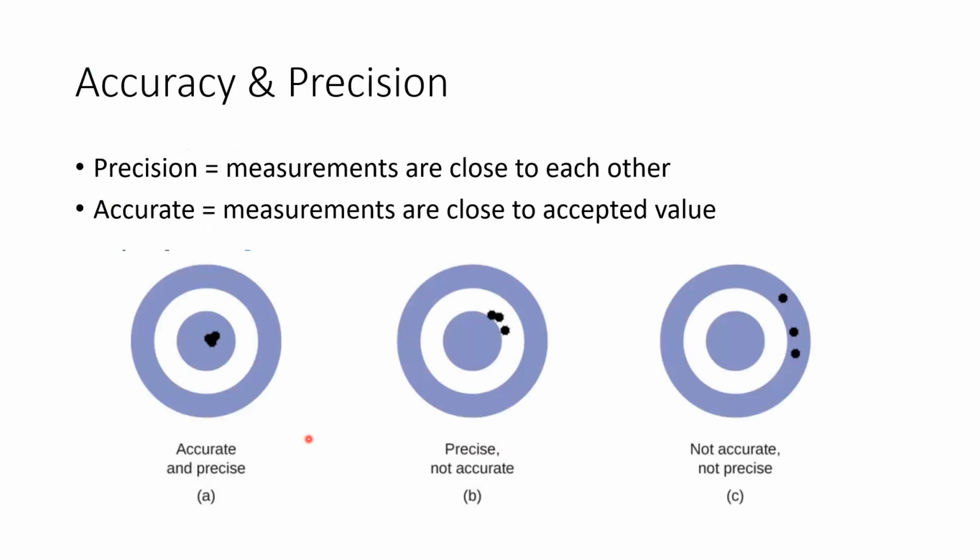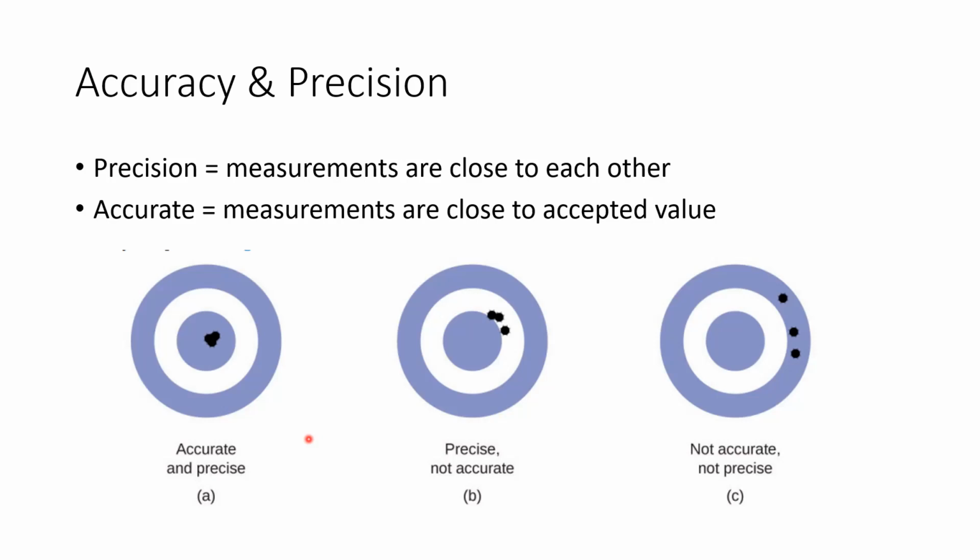Okay, and then just a couple more slides to wrap this up for this video. But we've got accuracy and precision. So precision is essentially a measure of how close measurements are to one another, whereas accuracy is how close those measurements are to the accepted value. If we look at the example here, we've got three sort of targets. You can think of the bullseye in the middle, and the further away we get from that, the further away we are from the accepted value.